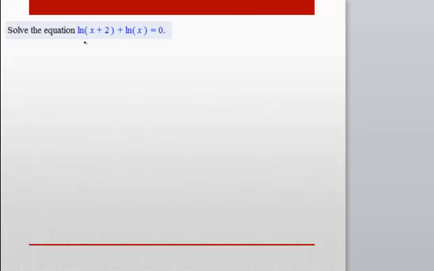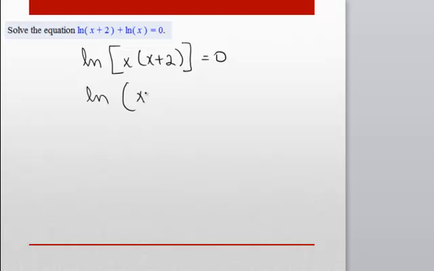How about this one? Natural log of x plus 2 plus natural log of x is equal to 0. Because this is addition and these bases are the same, we can combine these with multiplication. So we'll have natural log of x times x plus 2 is equal to 0. So natural log of x squared plus 2x is equal to 0.